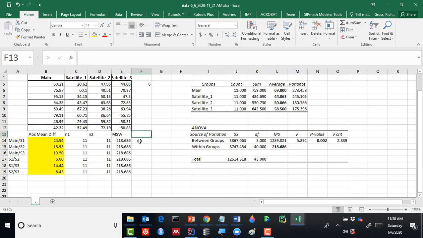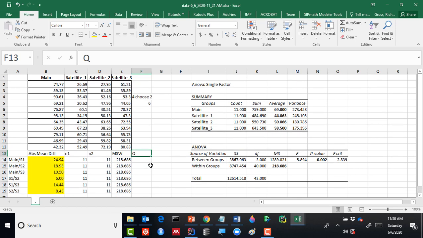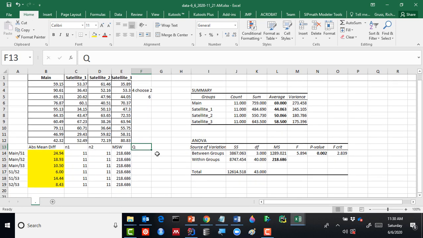Okay, what don't we have now? We need the Q. The Q is another distribution. So just like normal, exponential, F, chi-square, we have these distributions that give us the probabilities of observing certain values.